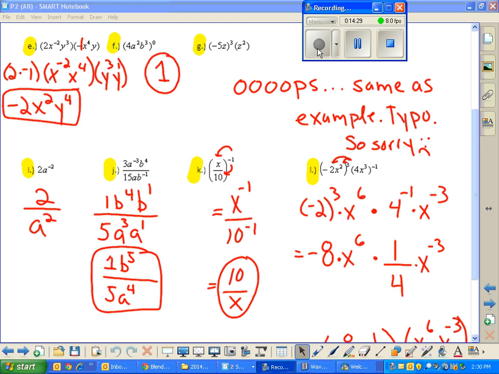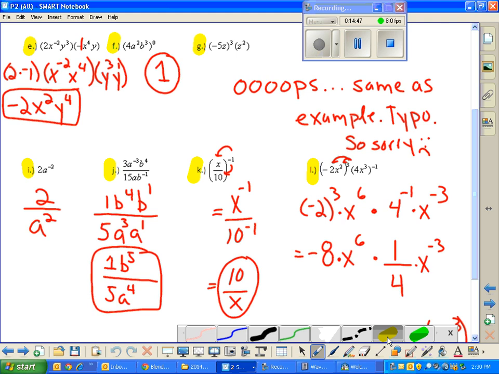For part K, I distributed the negative 1 in. So you have x to the negative 1st over 10 to the negative 1st, but then you're like, oh, negative exponents. So it actually works out to be 10 over x. L was tricky because you had to distribute the exponent in.